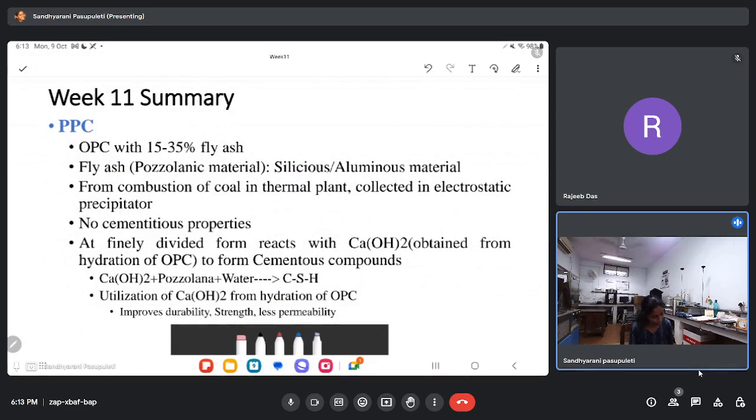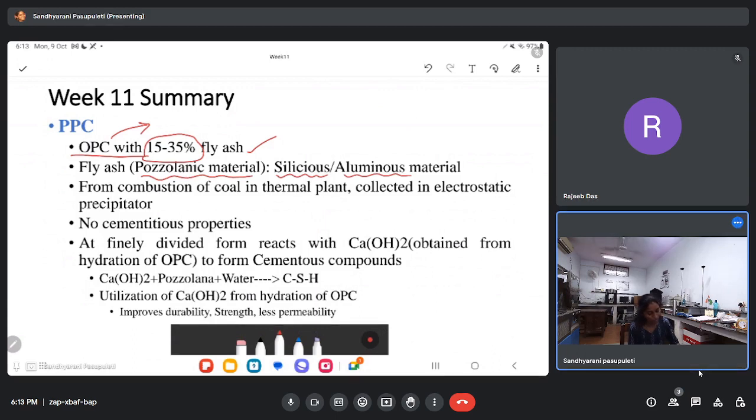So the raw material proportion in the PPC would be, the basic component would be ordinary Portland cement. In this ordinary Portland cement, in addition to the raw materials like calcium and silicate, we use 15 to 35% of fly ash. What is this fly ash? Fly ash is a pozzolanic material. This fly ash consists of already some siliceous or aluminous materials.